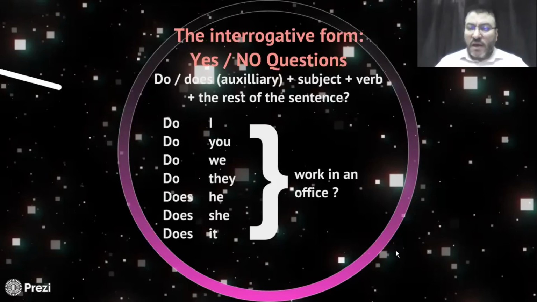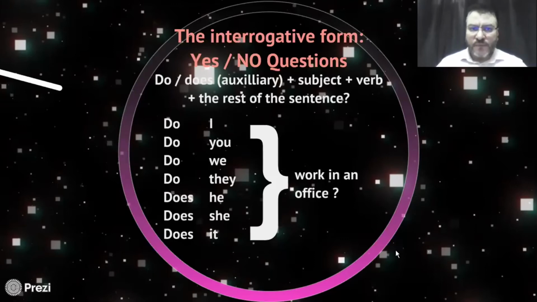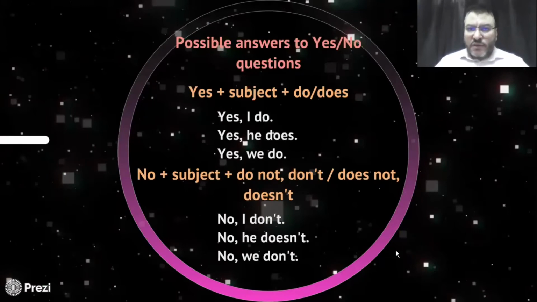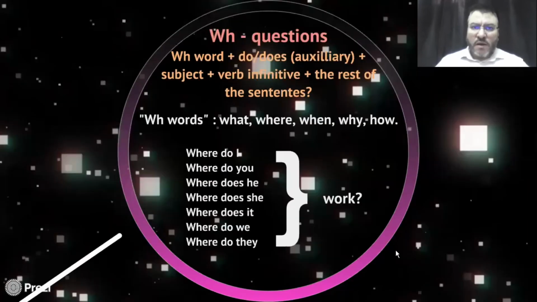Okay. هنا في common mistake كتير من الناس بتعمله إنه when they say for example does he work in an office, the answer is yes he do. For example, it should be yes he does or no he doesn't. Possible answers to yes or no questions like do you? Yes I do. Does he? Yes he does. Do we? Yes we do. If the answer is no, so do you? No I don't. Does he? No, he doesn't. Do we? No, we don't.